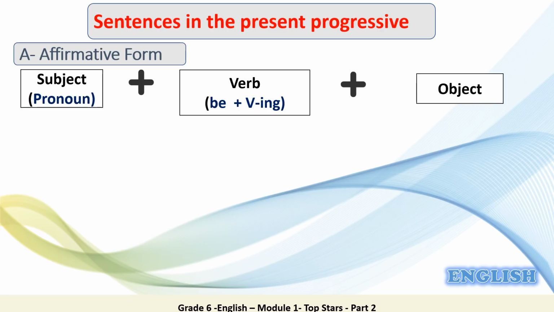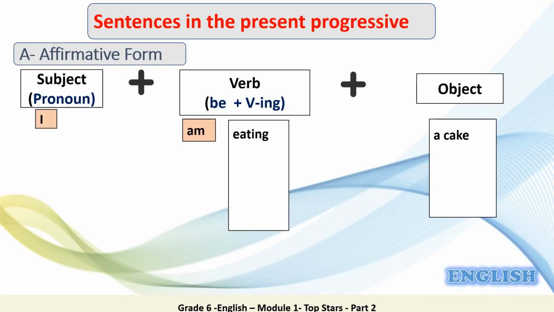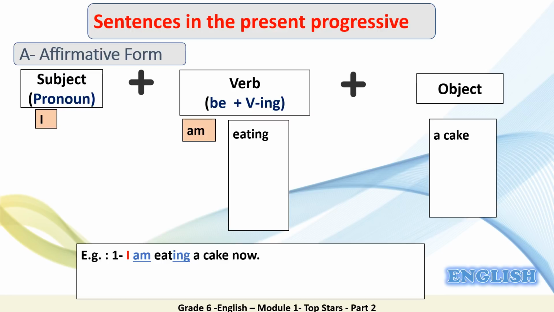We're going to start with I, and then the correct be form, am, and then the main verb ending in ing, eating, and finally the object, a cake. Let's see our sentence. I am eating a cake now. Very well. Now, let's go to the pronouns he, she, and it.